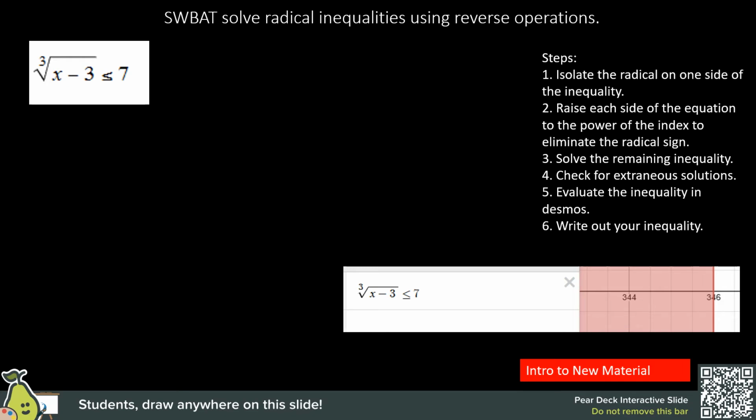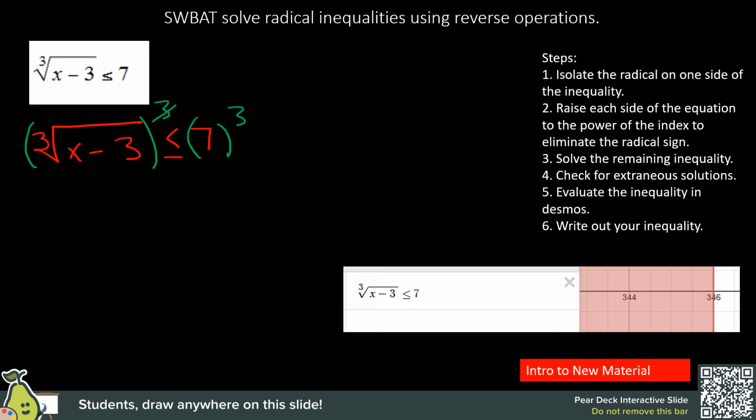So when we have this problem here, what's nice about this is the radical symbol is already isolated. With our radical symbol being isolated, let's go ahead and write this out. We've got the cube root of x minus 3 is less than or equal to 7. To simplify out this cube root, we want to cube both sides.